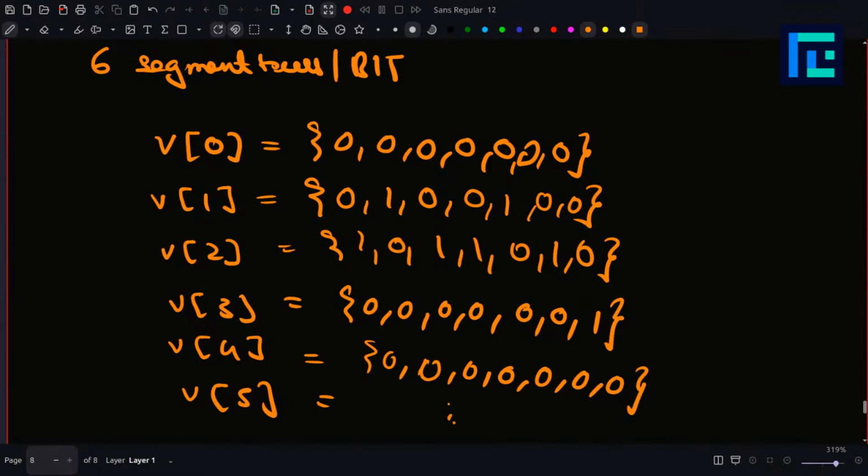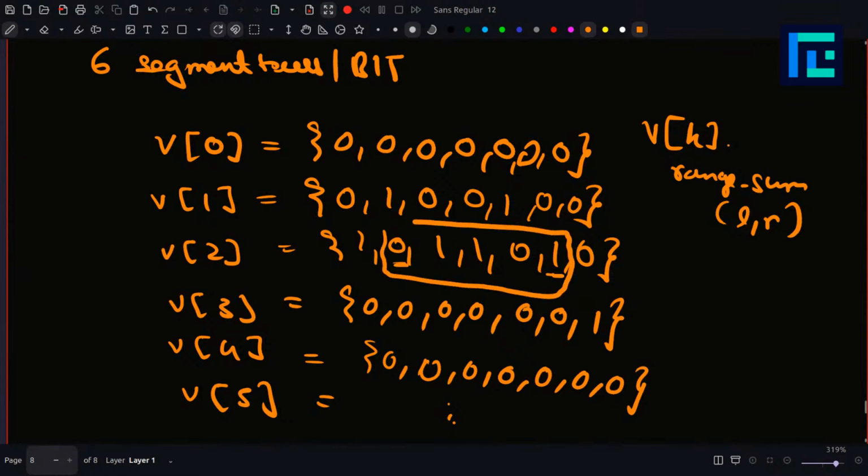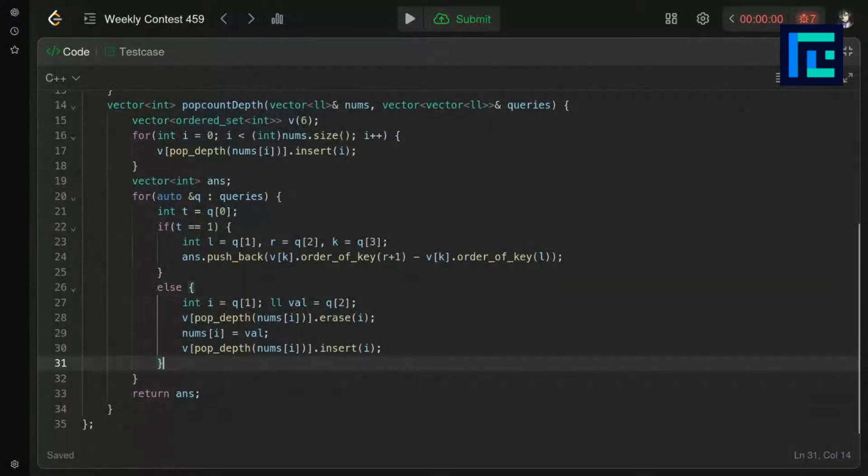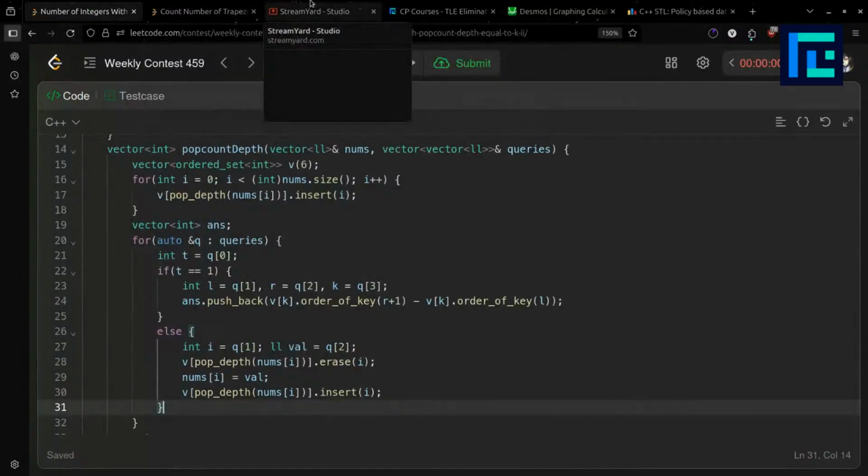Now, anytime we want to answer a query for some specific k, we can just find the range sum between L and R. So for example, if this was your L and this was your R, and we had to find how many have popcount depth equal to 2, then we simply need to sum over here. And because it's a 1 if it was popcount depth 2, the sum will be the count. Okay. So that's how we solve this using segment tree or Fenwick tree.